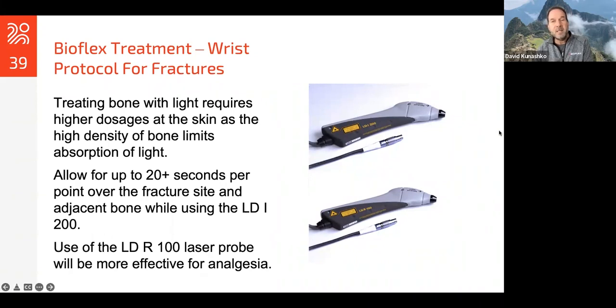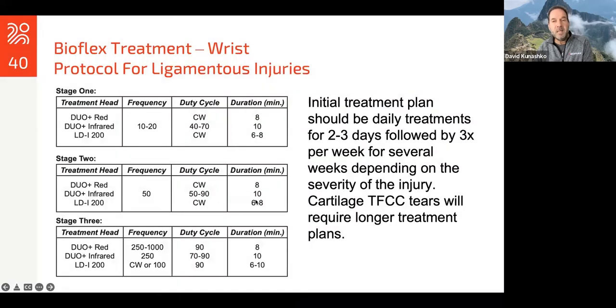too dense. The red probe isn't going to go into the bones per se because of the size of the bone and the skin and the blood, but it will provide an analgesic effect by blocking superficial nociceptors in the area as well. Now, when treating ligamentous injuries, so sprains, same protocol, okay? Treatment plan is going to be laid out a little bit different.